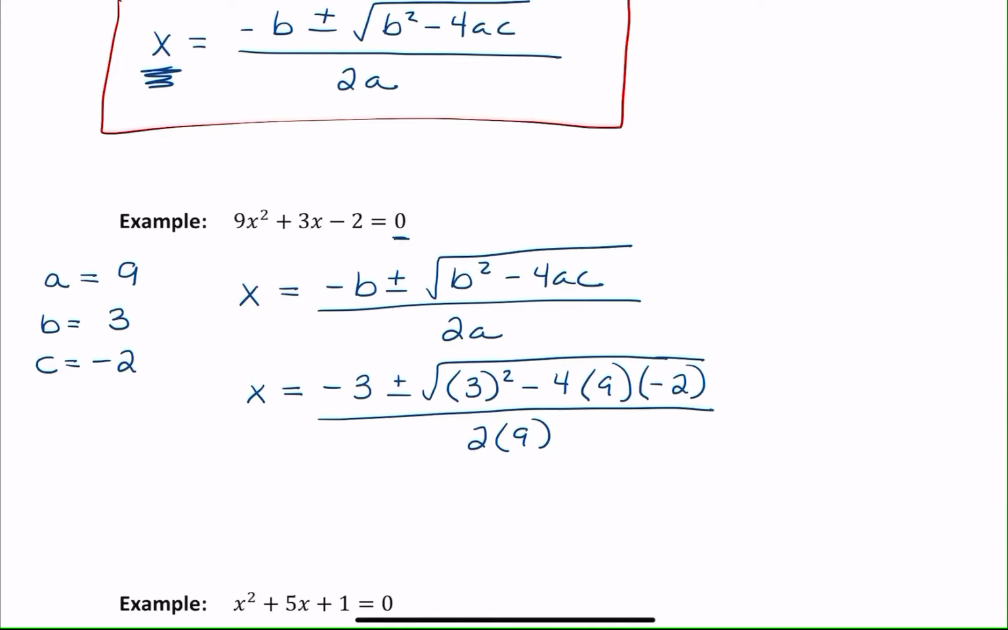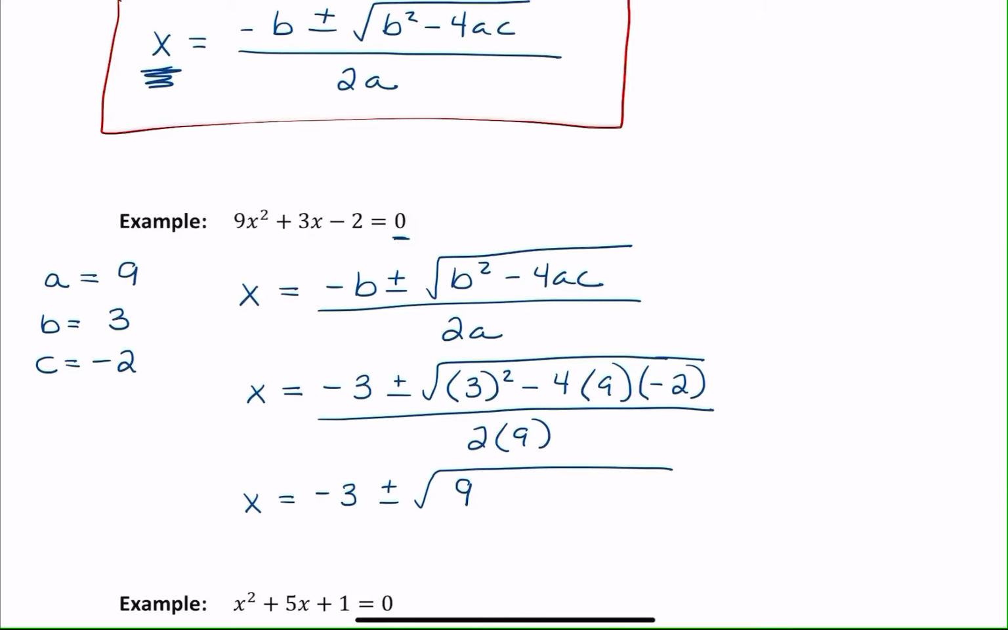Now, it's very easy to make a simple sign mistake, so as I rewrite them, I'll point a couple of things out. I've got negative 3 plus or minus the square root of. If b was negative and you square it, make sure you put parentheses around it on the calculator. If you don't, it just squares the number and not the negative. And if you square anything, you're going to get a positive number. So just be careful. I put parentheses around it, but if it was a negative 3, you also need to put parentheses around it. So we've got 3 squared is 9.